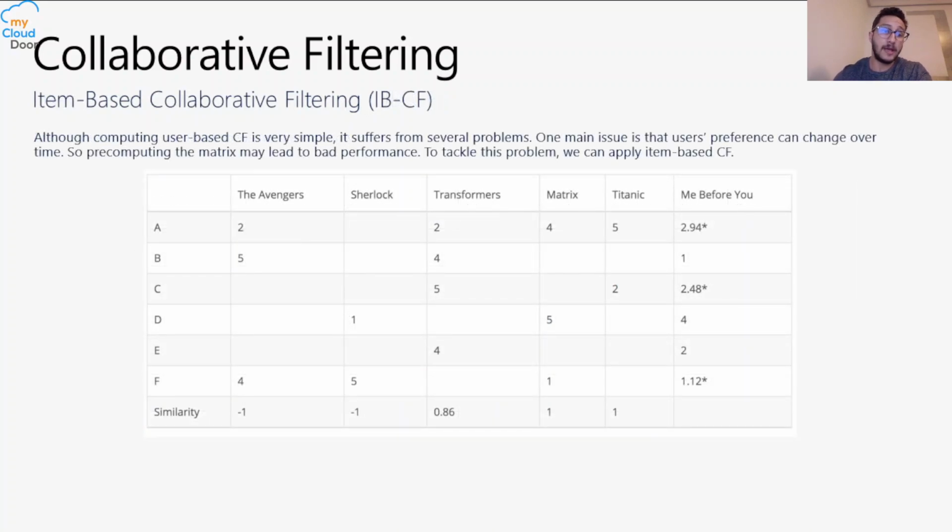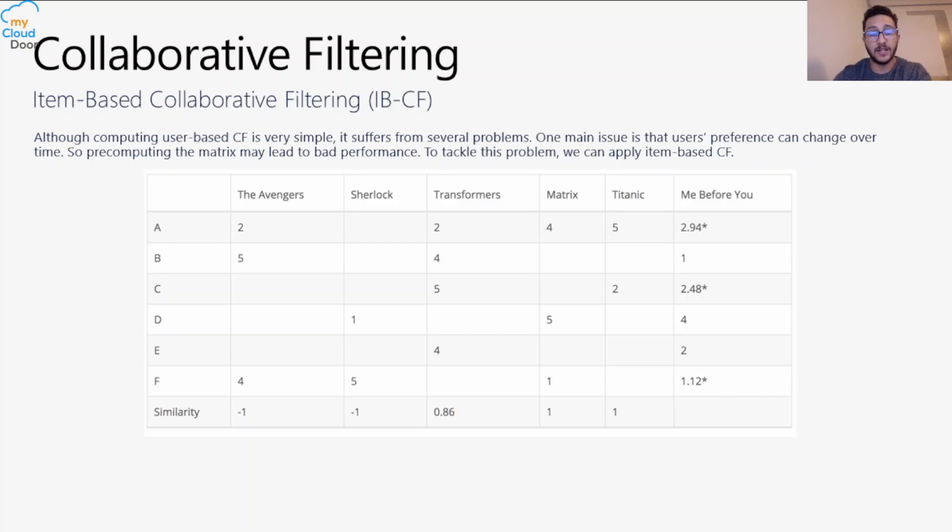And although computing a user-based filtering system is very simple, it suffers from several problems. One main issue is that users' preferences can change over time. So one day you will like an item, then the next day you will like another. Tendencies and fashions change, so preferences change. So pre-computing the metrics may lead to bad performance.